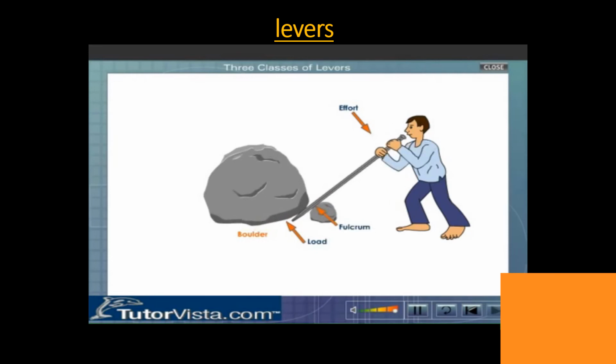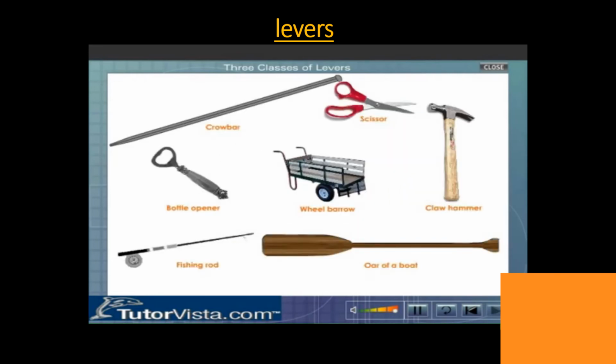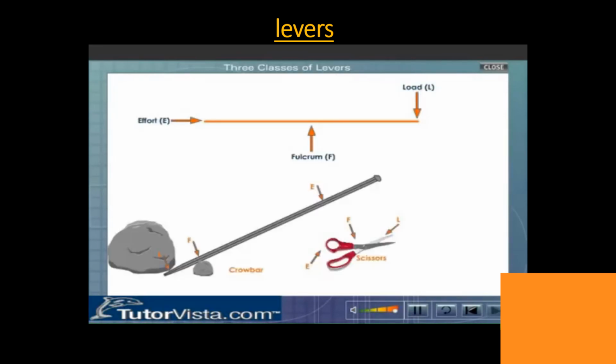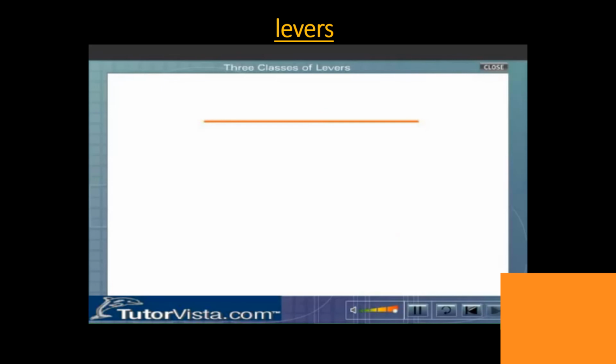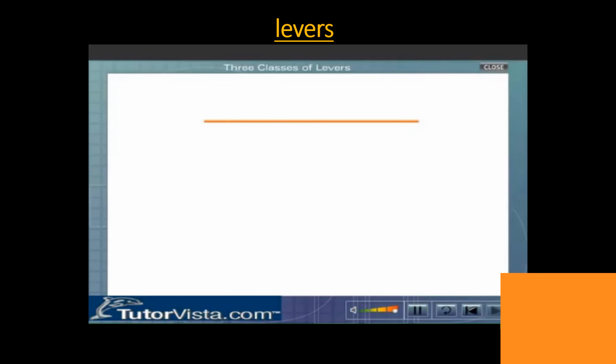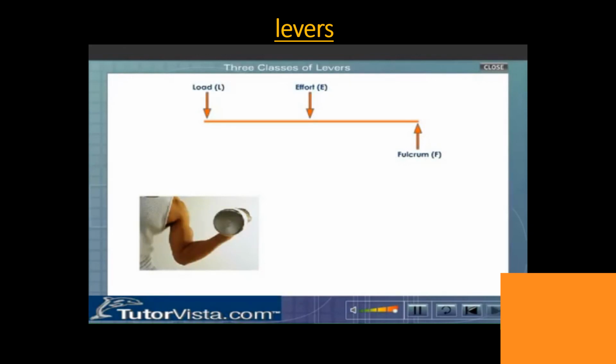Now let us understand the different types of levers based on the relative positions of the load, fulcrum and the effort. In class 1 lever, the fulcrum is in between the load and the effort. A crowbar, a pair of scissors and a claw hammer are some of the examples of class 1 lever. In class 2 lever, the load is in between the effort and the fulcrum. A bottle opener and a wheelbarrow belong to class 2 levers. In class 3 lever, the effort is in between the fulcrum and the load. The human forearm and tongs used to lift loads belong to class 3.